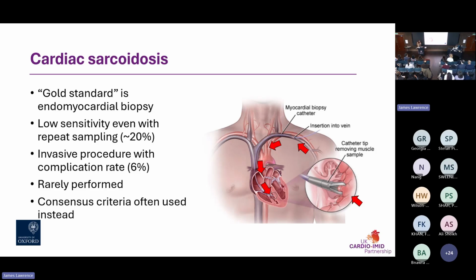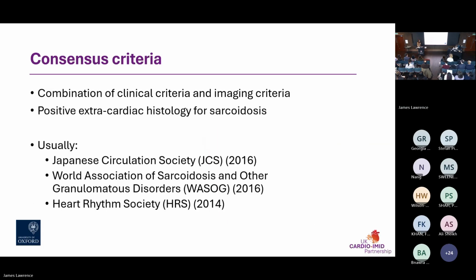For this reason, we tend to use consensus criteria. They use a combination of clinical criteria and imaging criteria, along with positive extracardiac histology. Normally that will be a tissue biopsy from the lungs or lymph nodes. There are several different versions circulating. We tend to use the Heart Rhythm Society criteria, developed in North America.